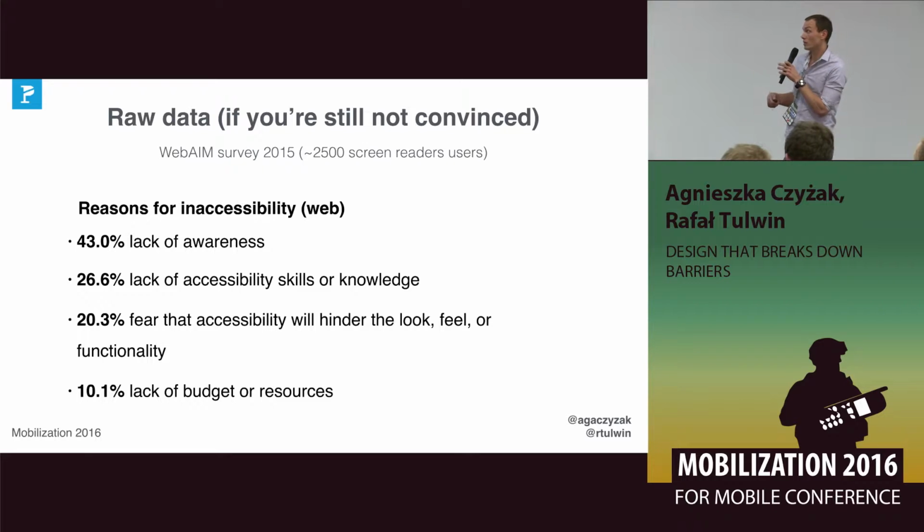The third reason is fear that accessibility features will destroy the look and feel of the application, which is usually not true, because normally these features are very transparent for normal users without any problems. And the last reason for not making our products accessible is the lack of budget, which is kind of surprising because we thought it would be the main reason for people not making their products accessible. But only 10% of people had problems with their budget in case of accessibility.